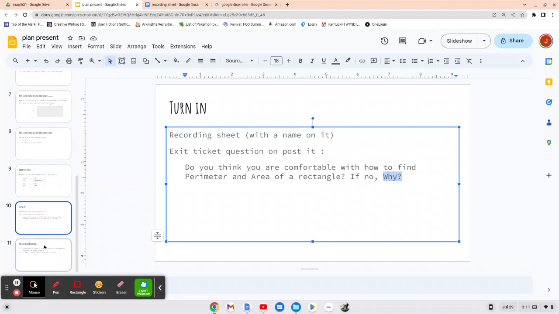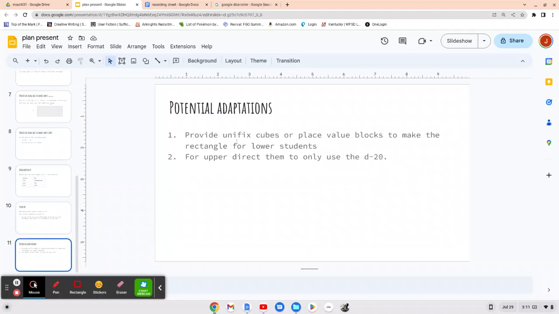Anyway, next would be potential adaptations off the top of my head. For lower students, provide Unifix cubes or place value blocks to make the rectangle, other than graph paper, because some people can't draw that well, even with graph paper. And for upper students, direct them to only use the d20 or to use the chart. Either would work.